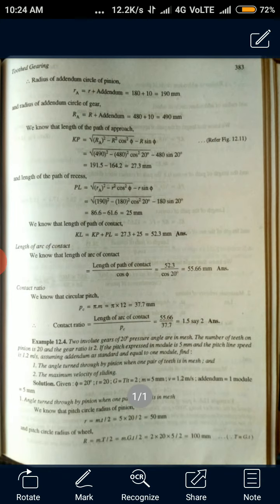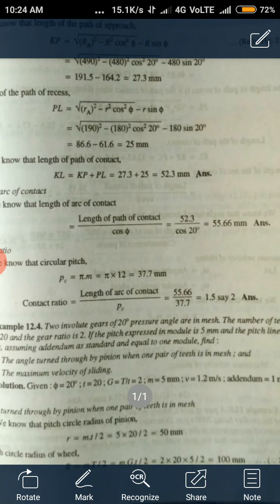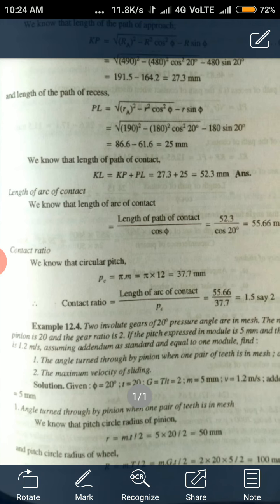Okay, so based on the given data: pressure angle is 20 degrees, number of teeth on the pinion, small t, is 20, and gear ratio is equal to 2. I already told you the relation: capital T by small t, or capital R by small r, or capital D by small d, or n1 by n2, or omega 1 by omega 2. So V equal to 1.2 meter per second, addendum equal to 1 module, that is 5 mm, and module equal to 5 mm, already given.